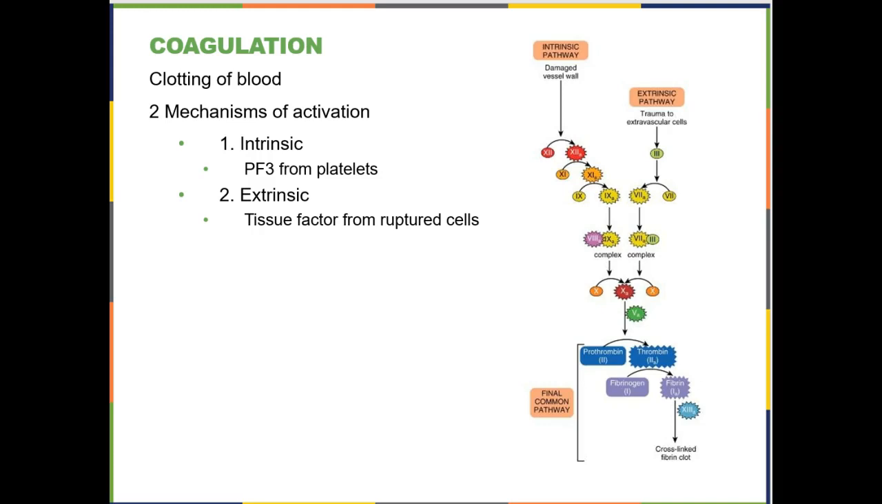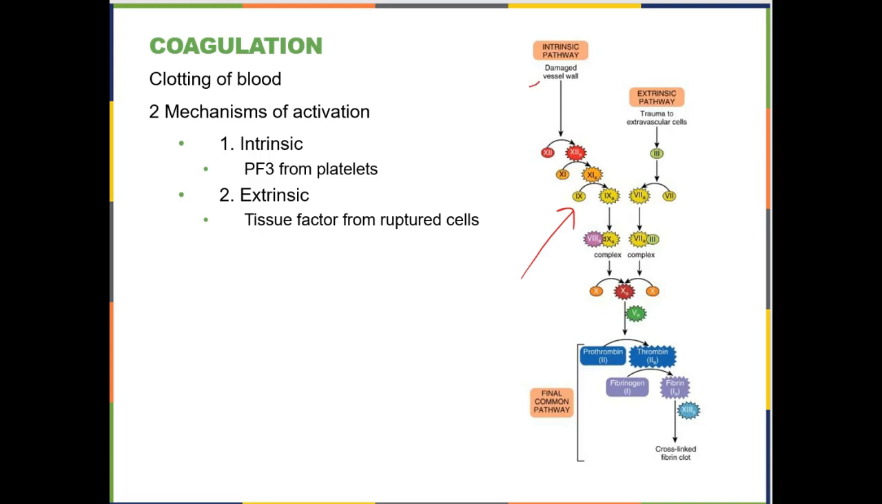Then you have coagulation. This is the formation of a fibrin clot. This is something that you need to know the details of, although not all of these nitty-gritty details over here, but the details over here. So there's 2 mechanisms of activation, the intrinsic system and the extrinsic system.